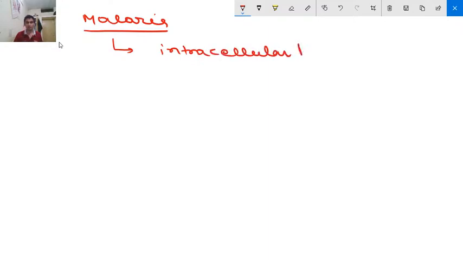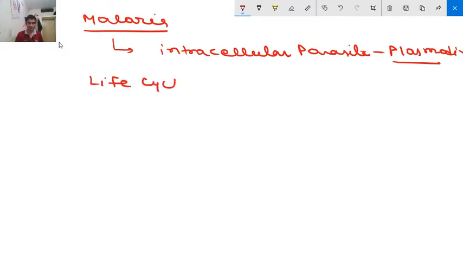So first, coming to the causative agent, remember, it is caused by an intracellular parasite that is known as Plasmodium. You know this fact. It is caused by an intracellular parasite, basically known as Plasmodium. Now coming to the life cycle and pathogenesis of this disease.